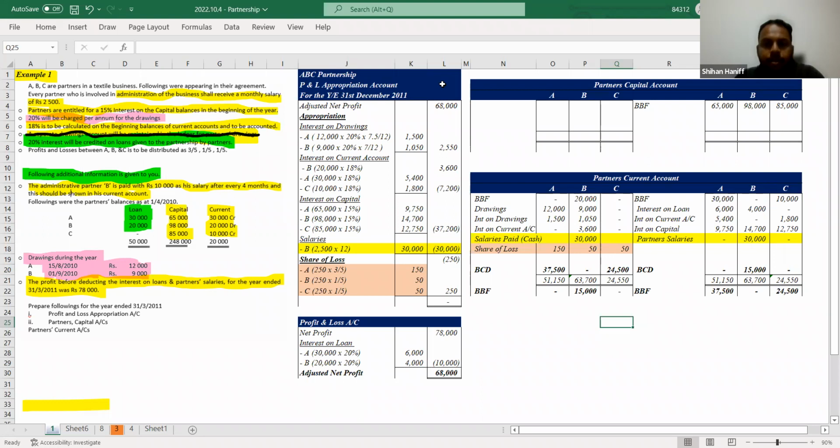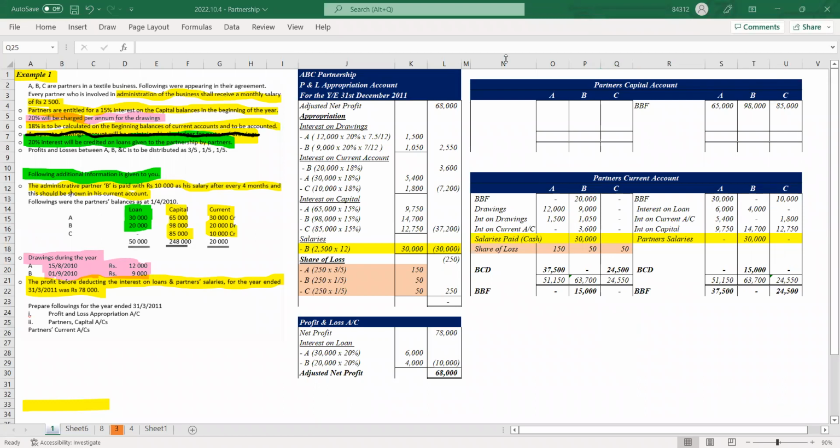Right. So nothing in capital account in this question is to understand the transactions in appropriation account and current account. Right. Let's move on to another question. Do you all have any doubts?